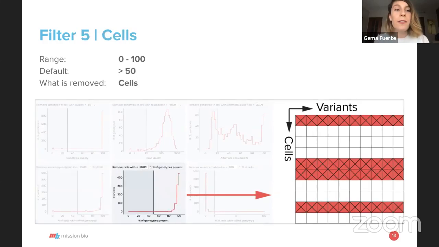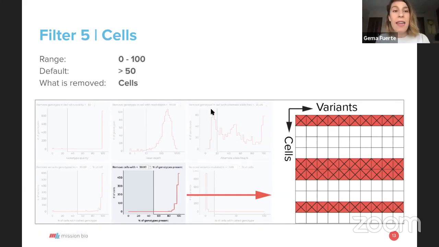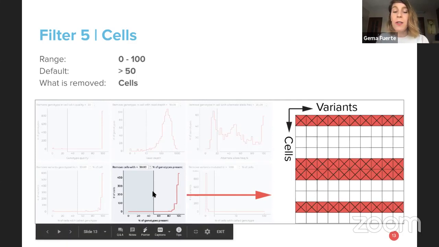So now filter 5. Here we are filtering cells. We are getting rid of rows in our Loom file. The range, again, is from 0 to 100, since we are talking about percentage, and the default is higher than 50. In this case, we will not recommend you change this filter that much, to be honest, because essentially we have very complete data, and there are some filters already applied at the pipeline level.